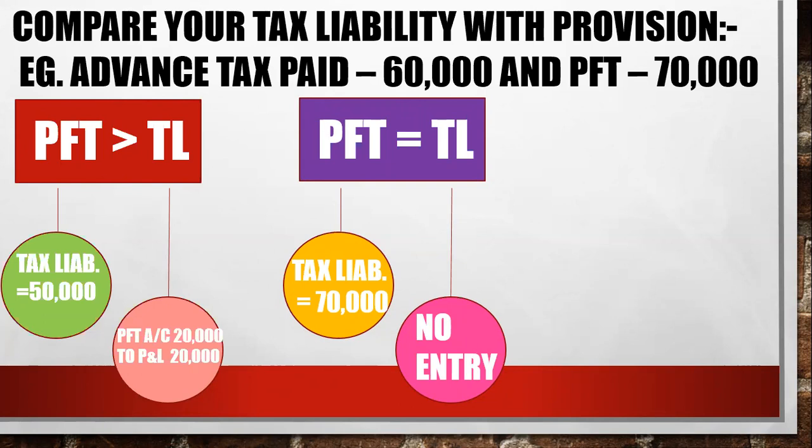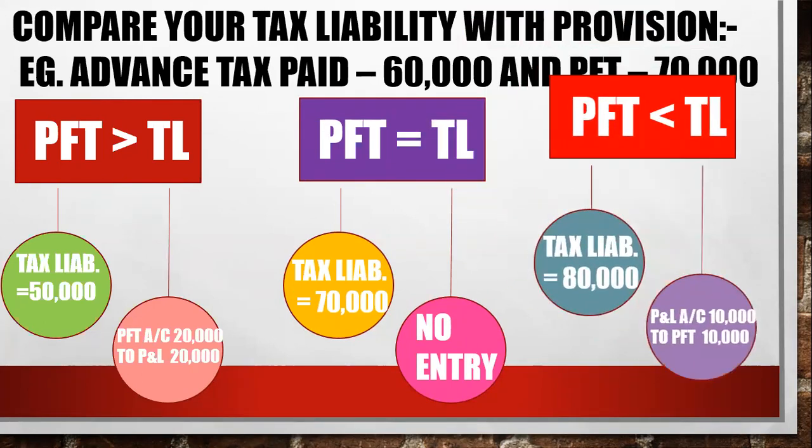Clear? Second situation, you have to check PFT is equal to tax liability. Assume that your PFT is 70,000 and your tax liability also is 70,000. So there is no extra provision you have created, so I don't need to transfer to the P&L account. So no entry will be passed. Clear?